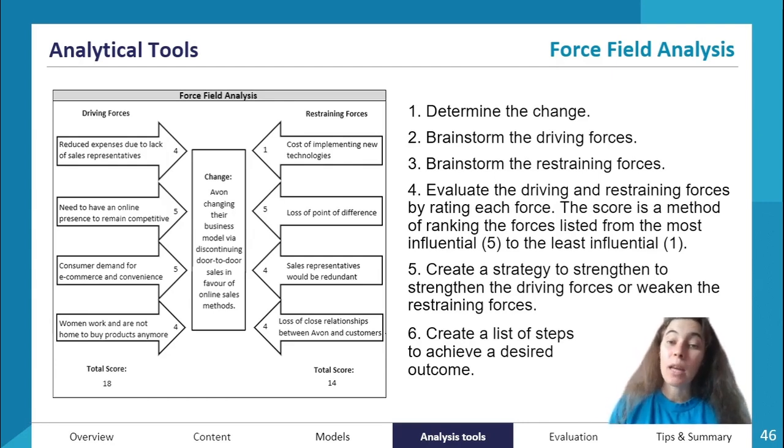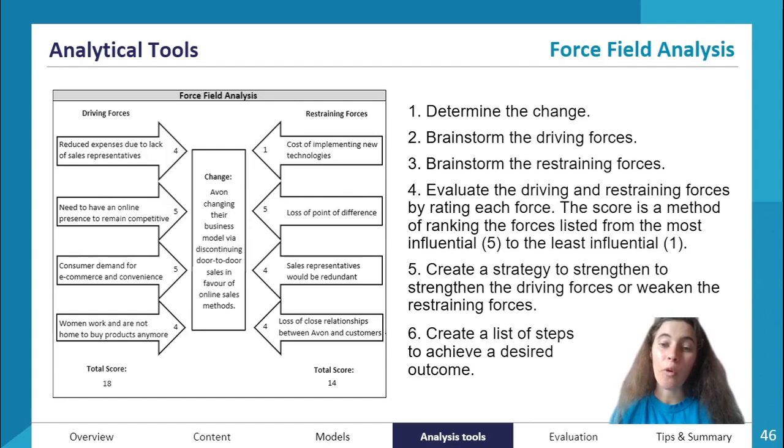So determining the change, then brainstorming the driving and restraining forces. So the change is what you put in the middle section of your force field analysis. And then the driving and restraining forces are what you put on either side, in the sort of arrows that are moving towards the change. They're having an impact on the change. That's what the arrows are representing.